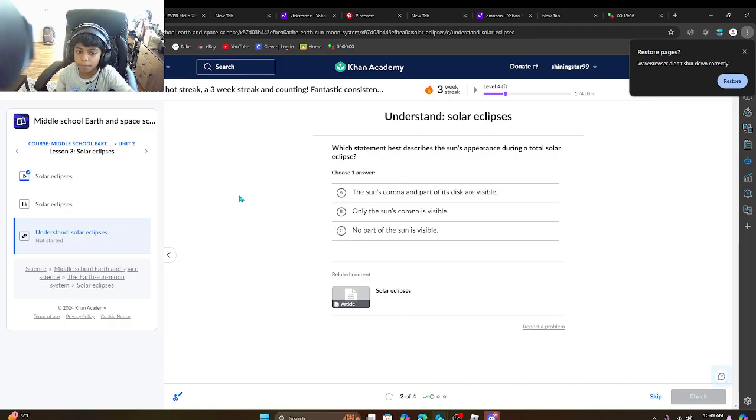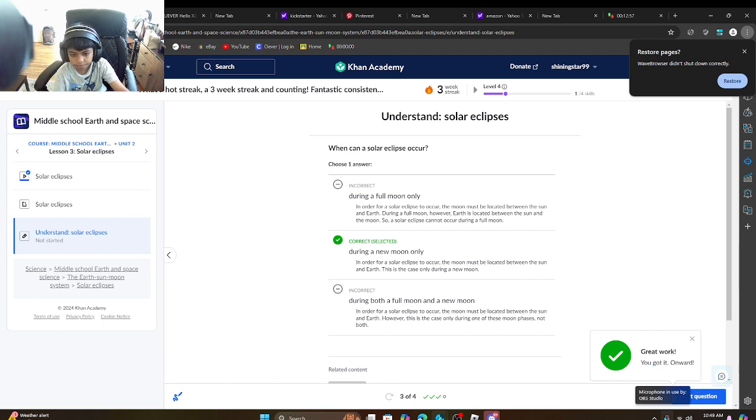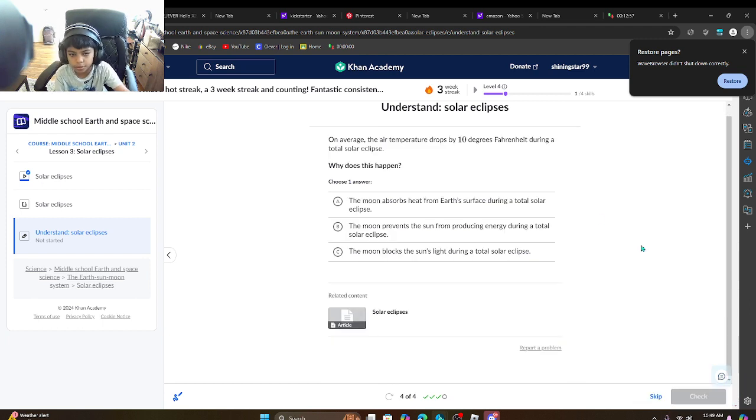Which statement best describes the Sun's appearance during a total eclipse? Only the Sun's corona is visible. When can a solar eclipse happen? During a new moon only. Just like I just said.